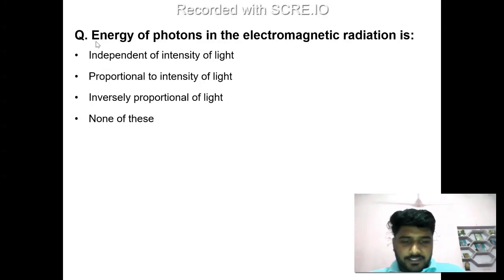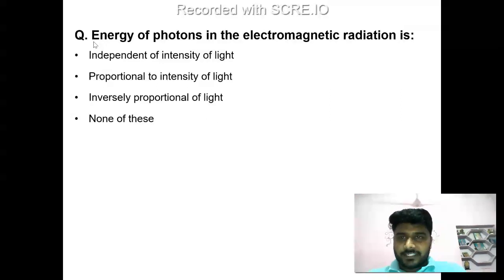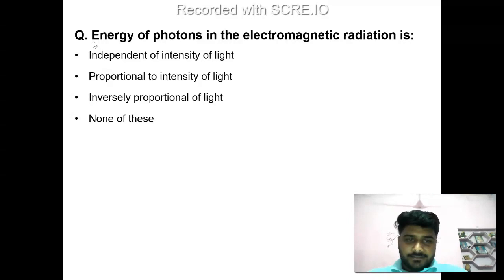How can you say that the number of photons is proportional to the intensity of light, and the energy of photons? Can you please explain it?